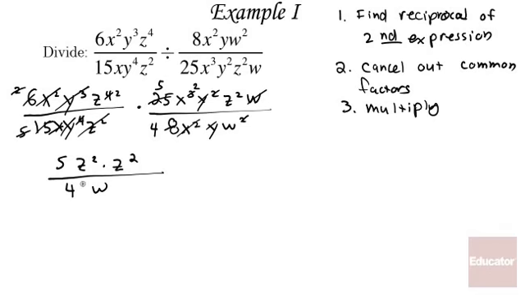Multiply. So I found the reciprocal. I canceled out common factors, and now I'm multiplying. And this is going to give me 5z to the fourth over 4w. So in order to divide, I had to find the reciprocal, cancel out, and then multiply to give me my final answer, which is 5z to the fourth over 4w.